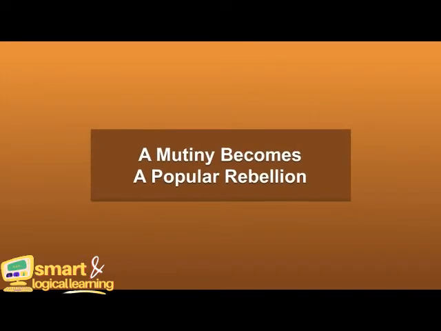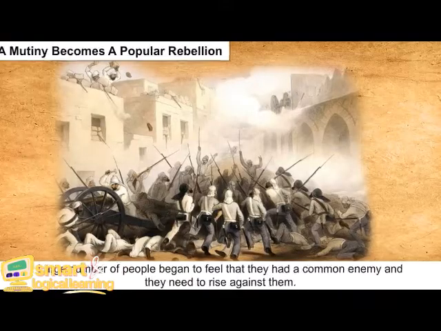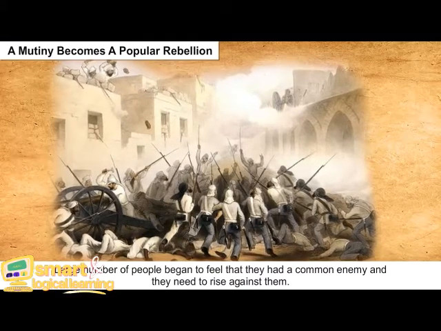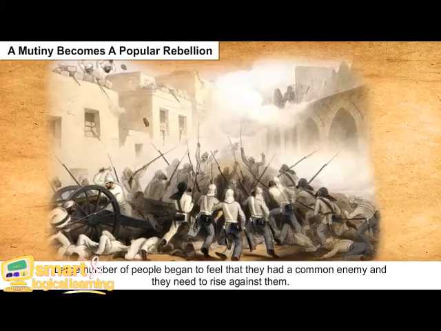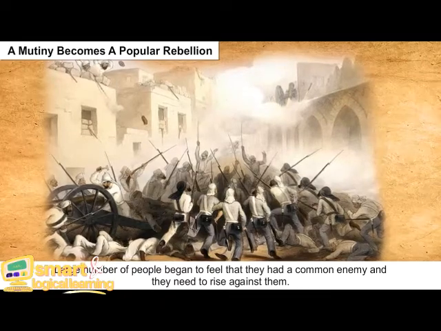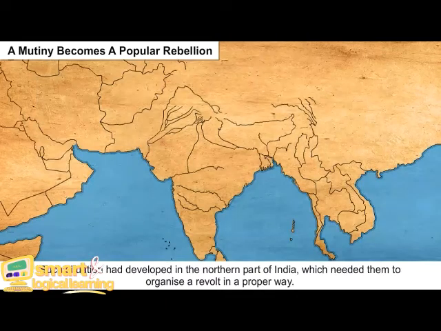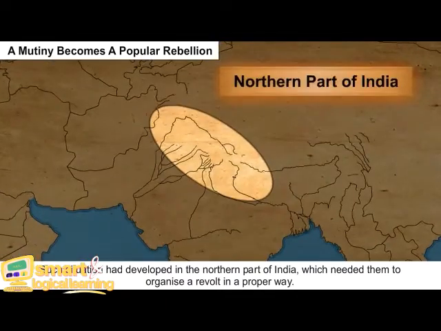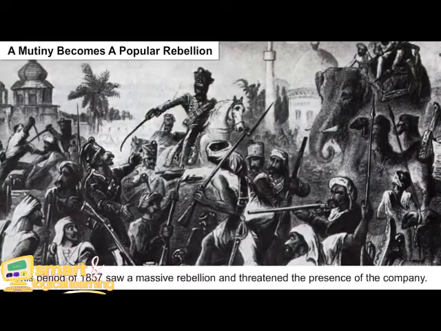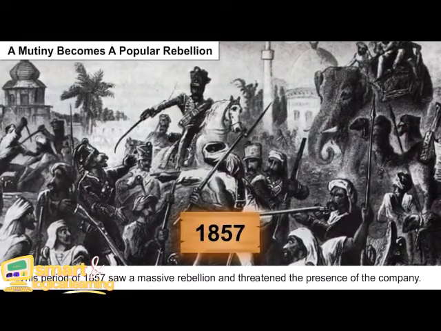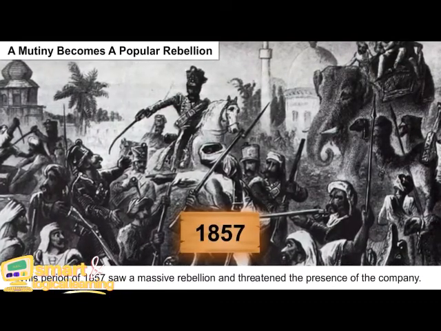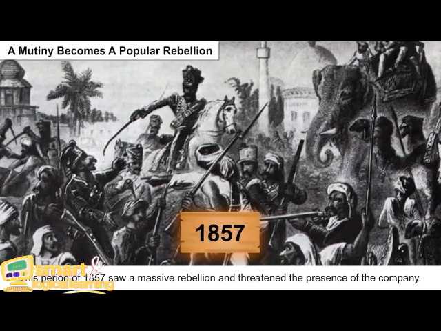A mutiny becomes a popular rebellion. A large number of people began to feel that they had a common enemy and needed to rise against them. Such a situation had developed in the northern part of India, which needed them to organize a revolt in a proper way. The period of 1857 saw a massive rebellion and threatened the presence of the company.